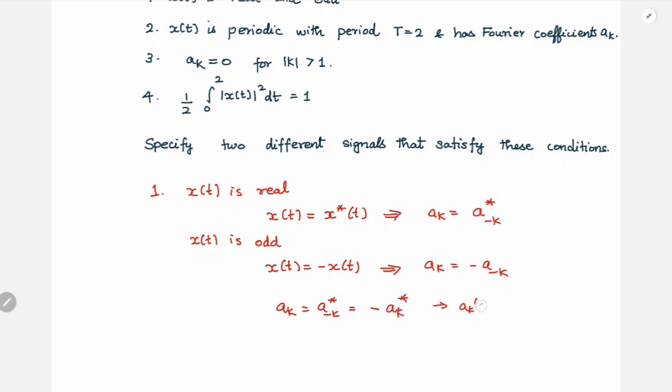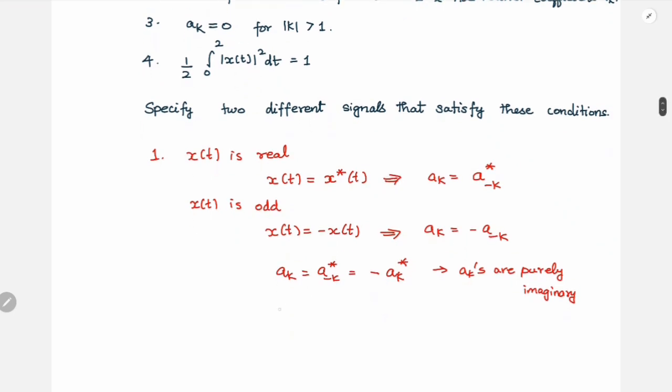So ak's are purely imaginary. And the other thing is ak is also odd. So when ak's are odd, what does it mean? If we substitute, a0 is equal to minus a0. So 2a0 is equal to 0. We get a0 is equal to 0. Okay.